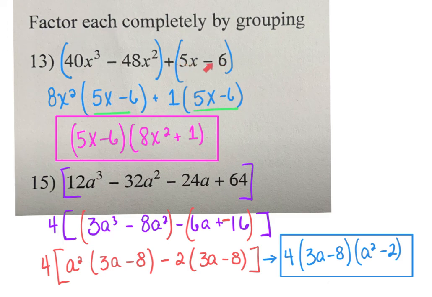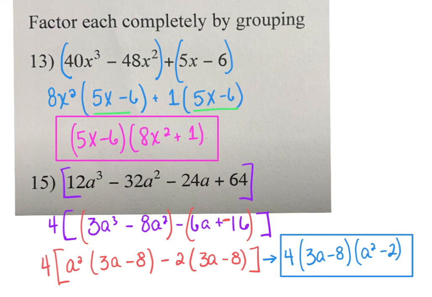And so if you look between 5 and 6 and say, nope, there's nothing I can take out, but there's also no variable, you need to put a 1 here. All right, and then you'll see your groups are 5x minus 6, 5x minus 6. That came out. And then I was left with 8x squared plus that 1. 8x squared plus 1, all right?